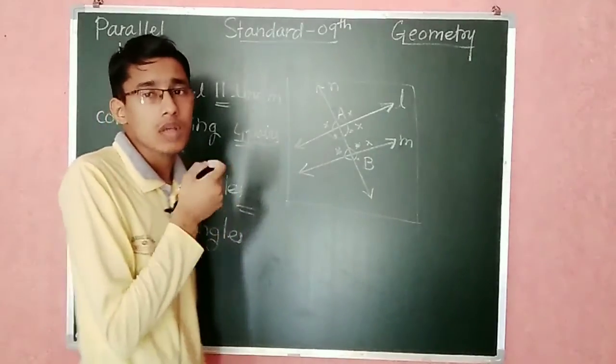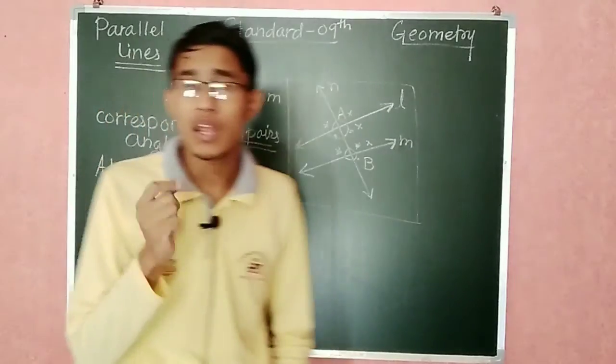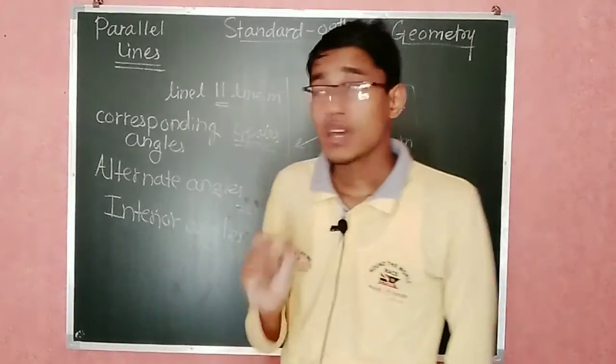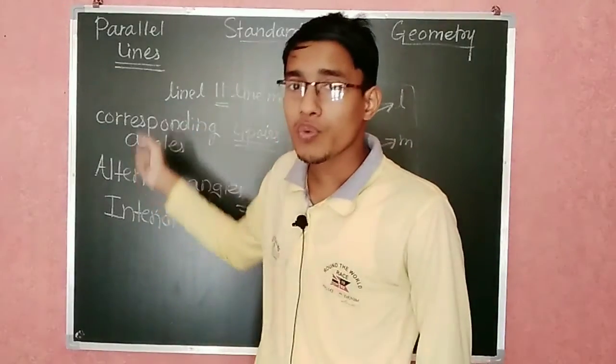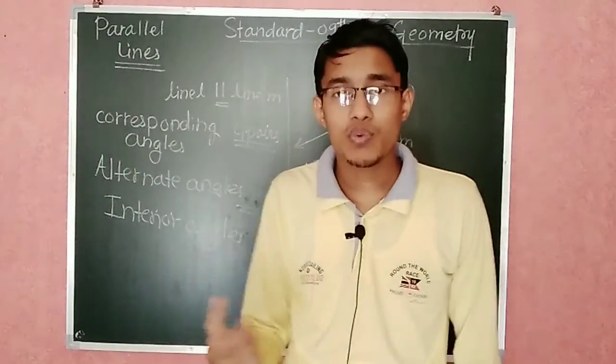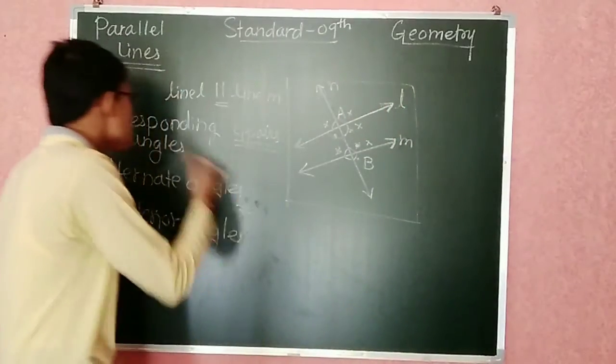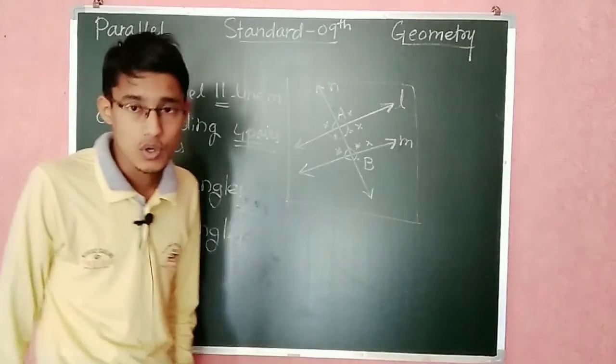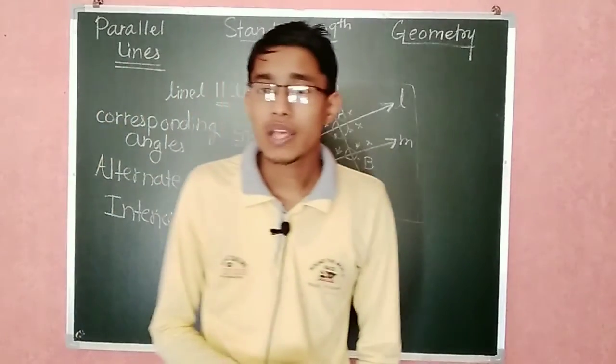So this is the general idea of this chapter, parallel lines, and whatever I have spoken right now has been taught to you in standard 8. From the next lecture we are going to see the logical proof of all these statements, the equality between the pairs of corresponding angles, alternate angles and interior angles. We will meet in the next lecture. Thank you.